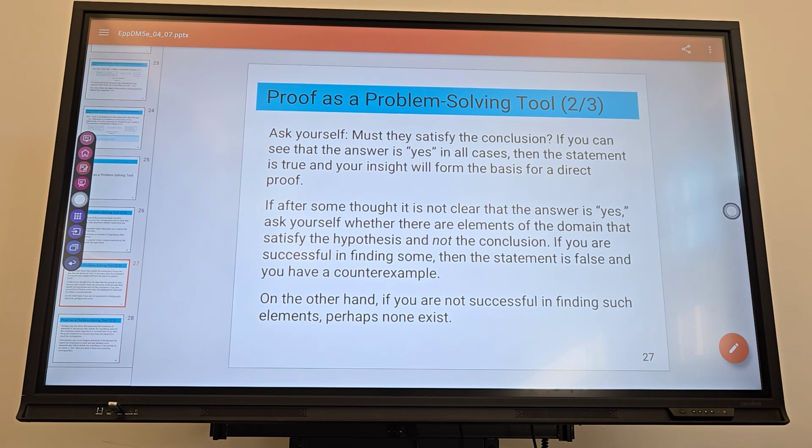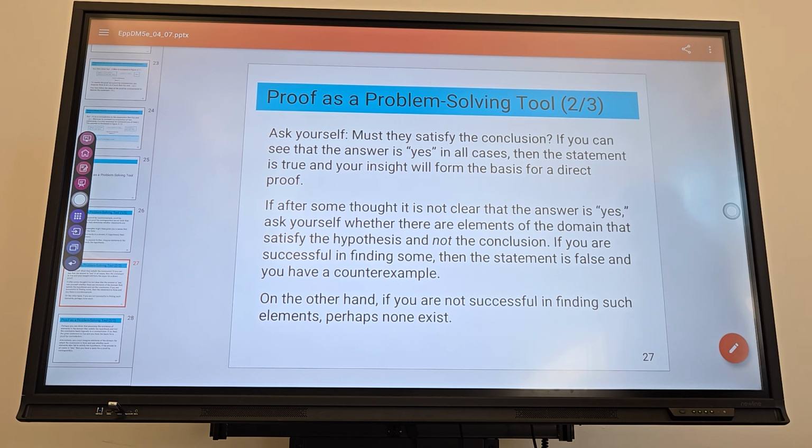Ask yourself, must they satisfy the conclusion? If you can see that the answer is yes in all cases, then the statement is true and your insight will form a basis for a direct proof. If after some thought it is not clear that the answer is yes, ask yourself whether there are elements of the domain that satisfy the hypothesis and not the conclusion. If you are successful in finding some, then the statement is false and you have a counterexample.